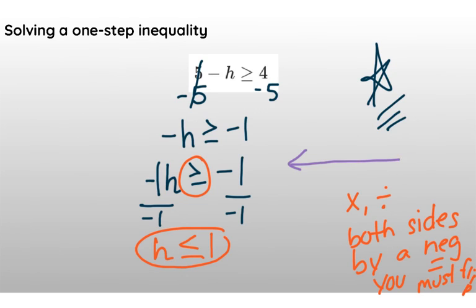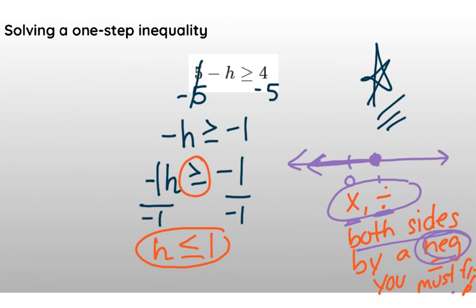If I were to graph that, then I would draw a quick number line. I'm going to put my 0, my 1 right here. I'm going to have a closed circle because it's less than or equal to, and I'm going to point it to the left because it is less than. So again, if you multiply or divide both sides by a negative, no matter if you multiply or divide, just those two operations, you have to flip the sign. That is a rule of solving inequalities.